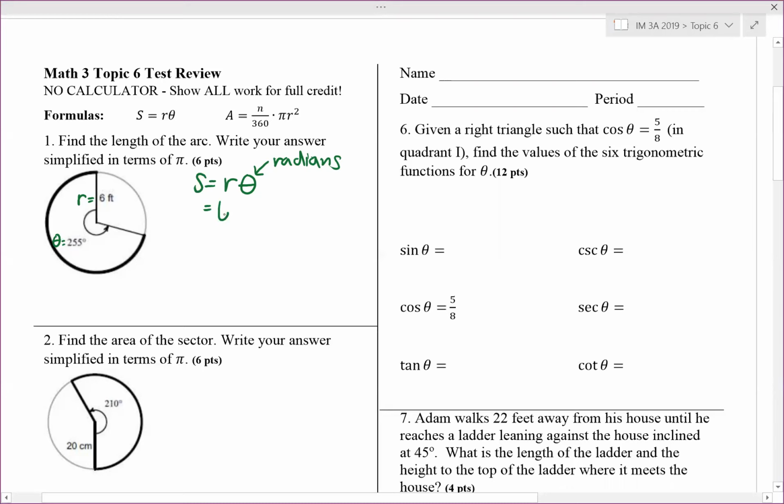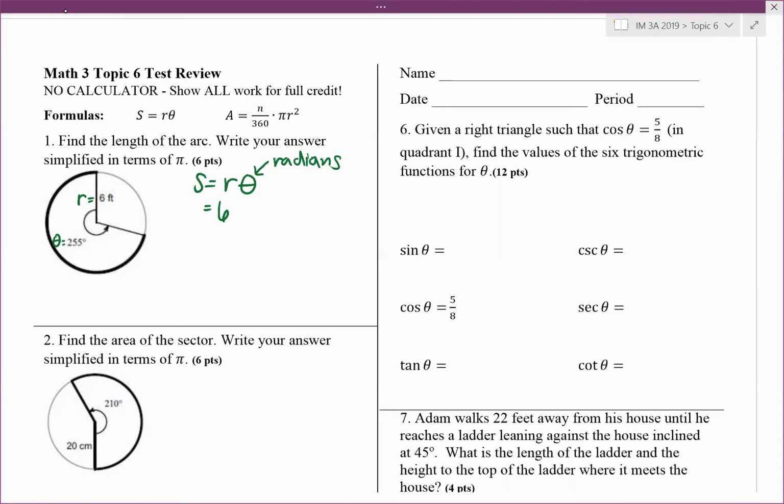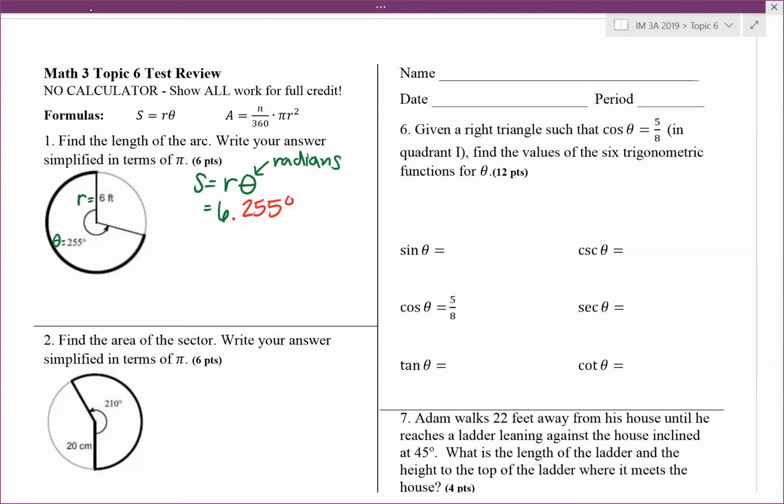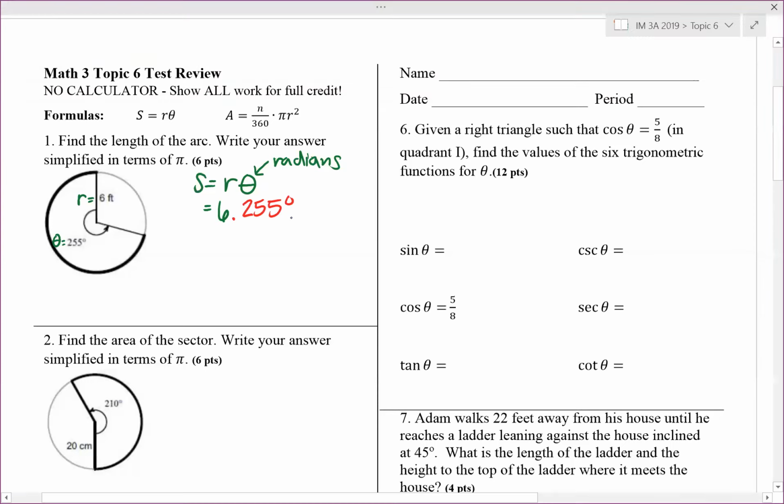So the radius is 6 times the angle, 255 degrees. And then since we want it in radians, we have to multiply that by the conversion, which is times pi over 180 degrees. And so I'm going to go through and simplify the 255 over 180 and then evaluate after that.